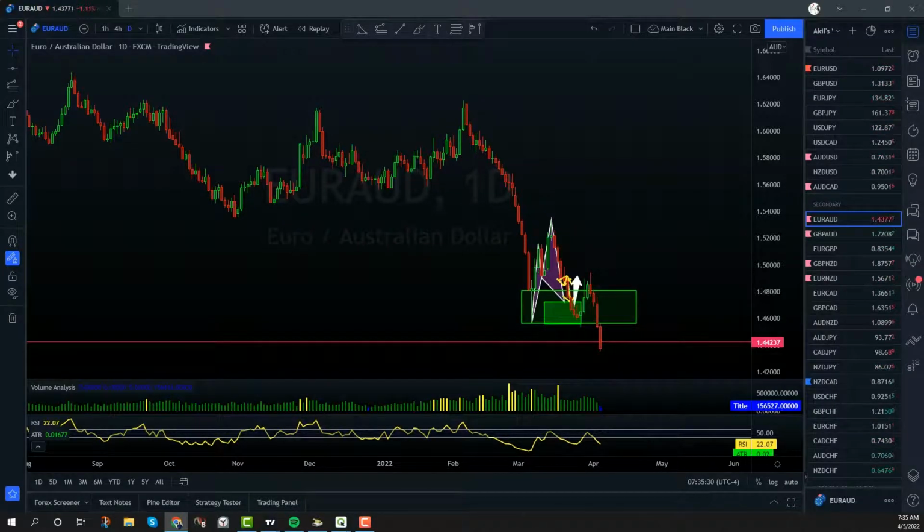Now, do you guys know what hawkish and dovish means? When I first started trading, because I have no formal education in trading, I was like, birds? Birds? What do birds have to do with it?